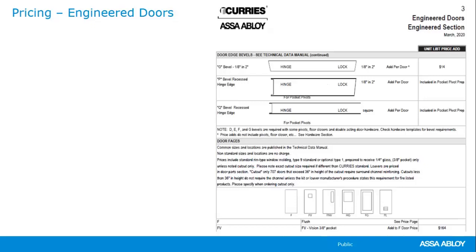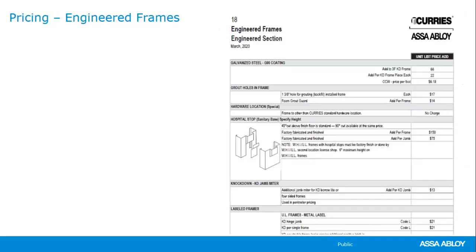The next section you'll see in the price book is what we call our engineered door section. So this is going to get into more detailed, more complicated hardware preps that you may come across. Those will be listed, and we have these sections divided by doors and frames. So you'll see just an example here on the engineered door. And then we have the section for the frames.